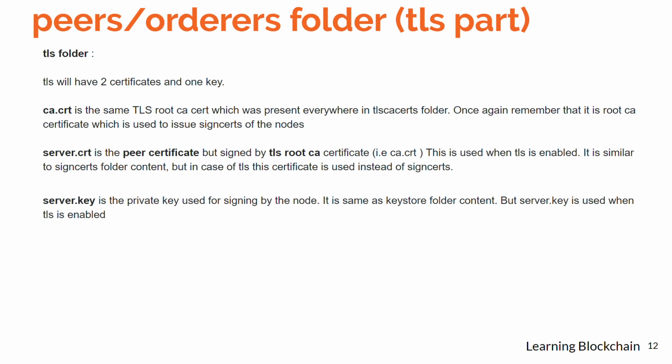That sign certs is already present inside the MSP folder, as we have seen in the previous slide. Now the equivalent of sign cert is the server.crt. So if the TLS is enabled, then this server.crt will be used over there. The sign cert will not be used. The next point is the server.key. So server.key is the private key. As we have seen inside the keystore folder of the MSP directory in the previous slide, there is one keystore folder, which is actually the private key of this particular node. Whenever you submit some transaction, you have to sign that transaction using the private key. But if the TLS is enabled, then you have to use this server.key. This particular key will be used to sign the transaction.